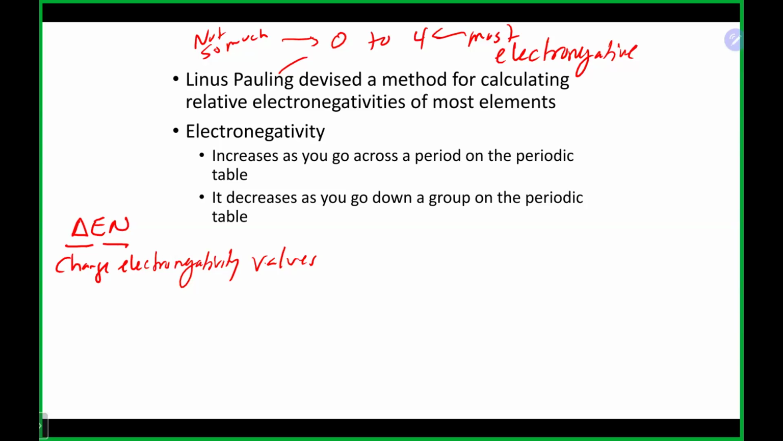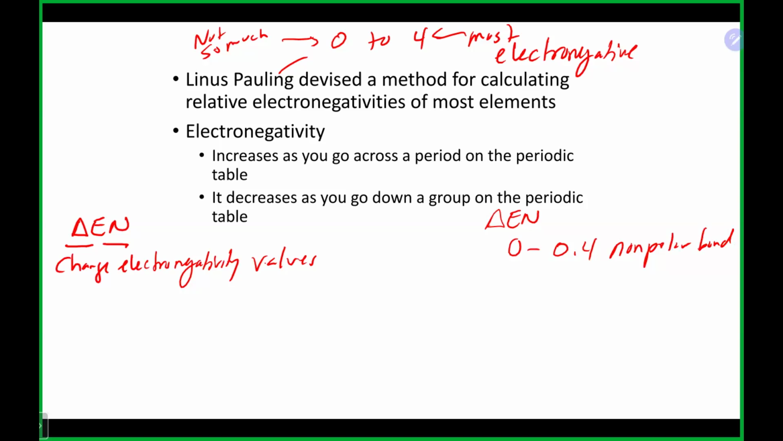And if you do that and you end up with a difference in electronegativity of anywhere from 0 to like 0.4, that's going to be considered a nonpolar bond. And that's going to be a nonpolar covalent bond.